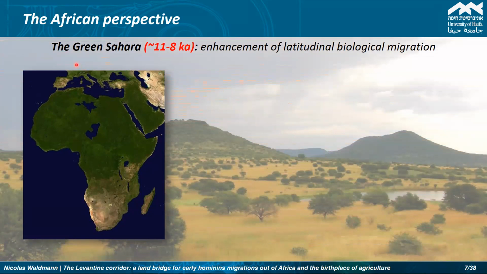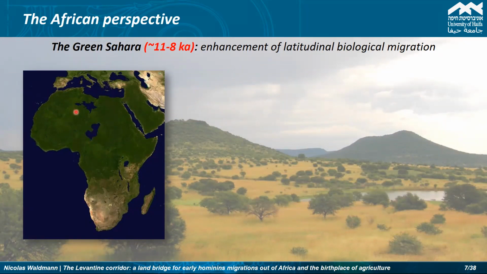The last time that we know of the Green Sahara is somewhere 11 to 8,000 years ago, with an enhancement of latitudinal biological migration. Once you have broken that wall, you have fauna and flora migrating across the entire continent. And you have development of big lakes like Lake Mega Chad, which was 170 meters in depth. It was a very big lake and one of the biggest on the planet.